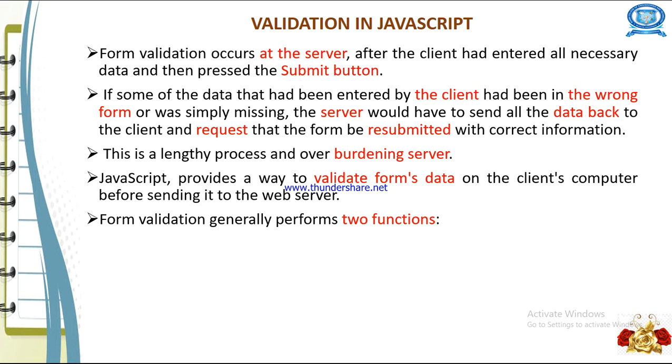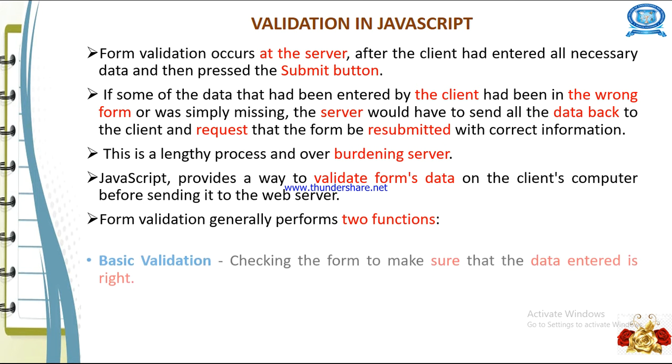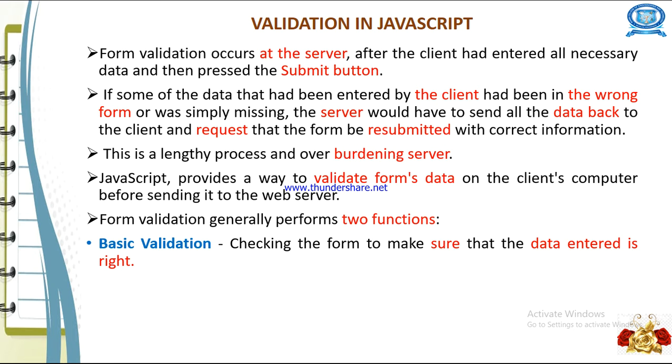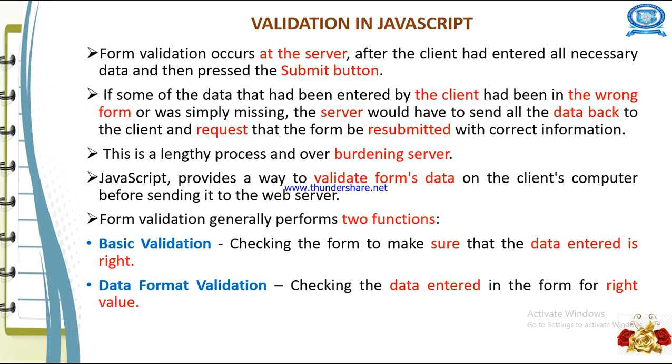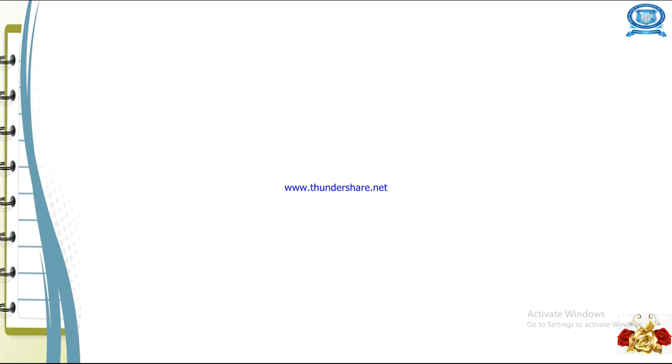The form validation generally performs two functions. Normally it is basic validation and data format validation. Basic validation checks the form to make sure that the data entered is correct, whether it is the correct data or not. Data format validation checks the data entered in the form for the right value. Okay.